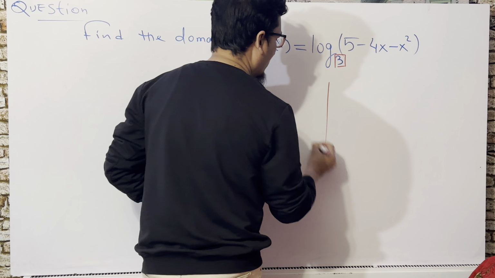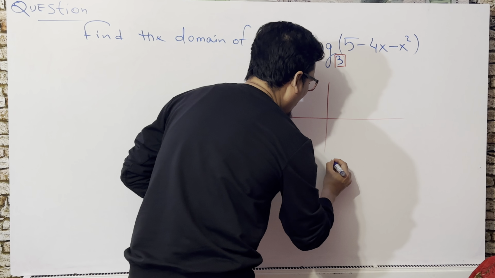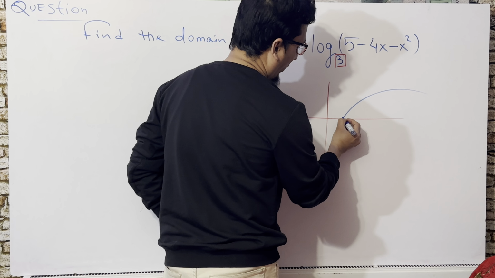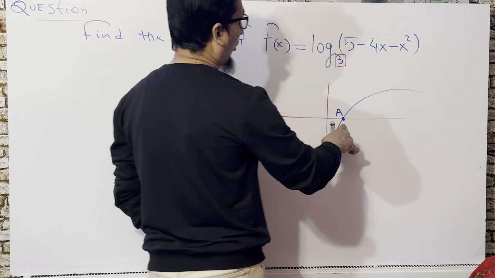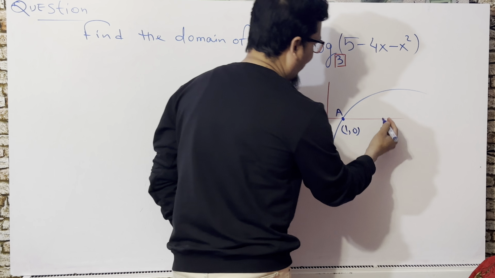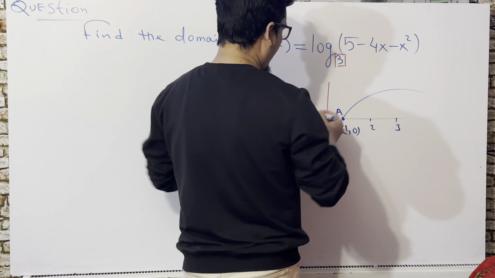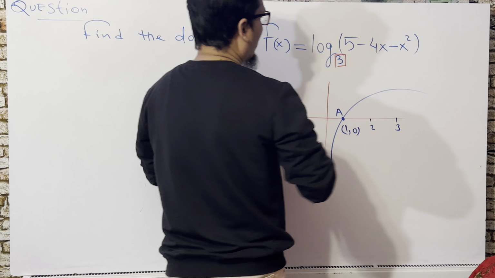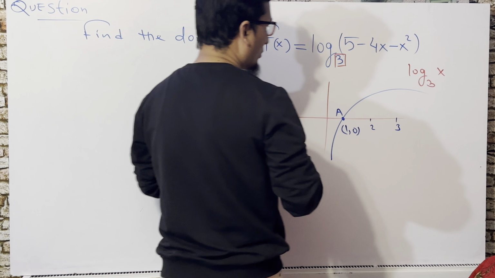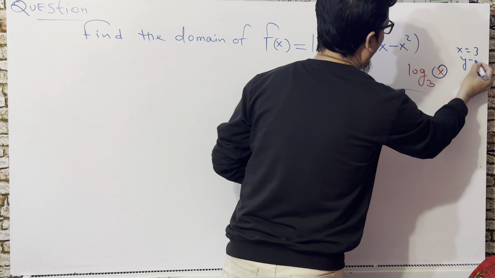you will see the graph will always look like that. Always, right? So this x coordinate, the first point, you can say this is A, so the ordered pair here would always be (1, 0). And when the base is 3, for example here, this is 2 and this is 3. If you have log 3x, when x becomes 3, at that time y will be 1, right?